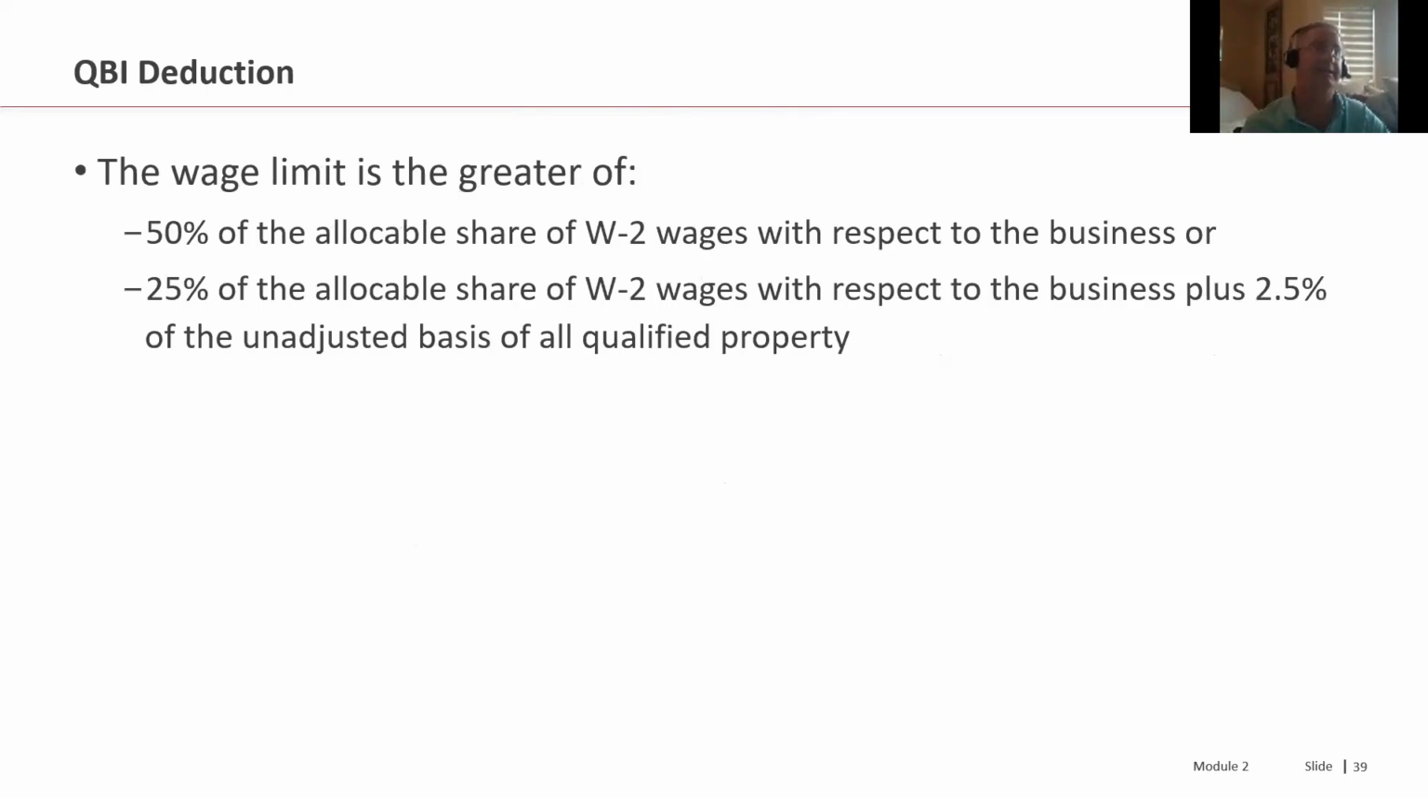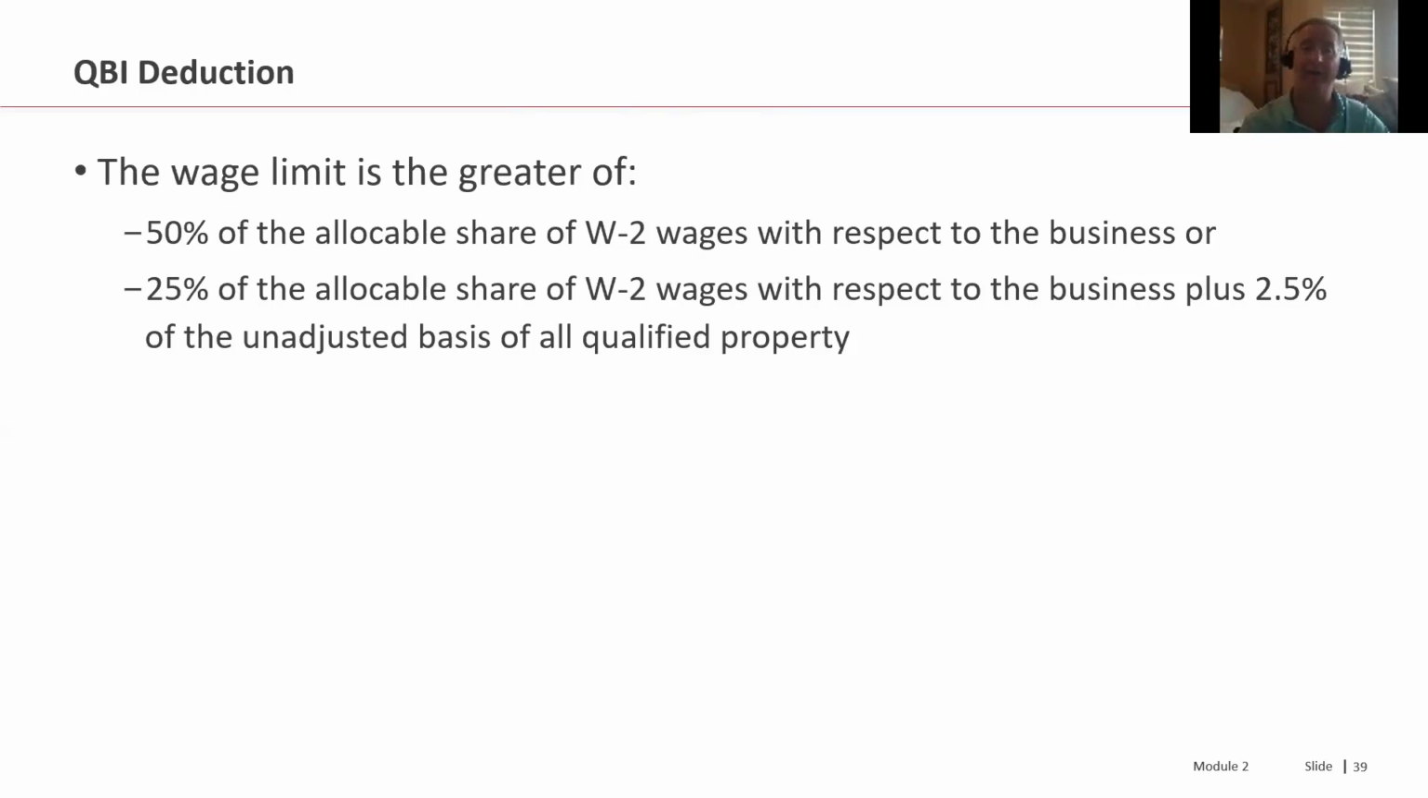So if in our example, I can't remember her name, Linda, whatever it was, had the accounting business, if she paid wages of 20,000, then her wage limit would be 50% of that, or 10,000, which would mean that her QBI deduction could never exceed 50% of that.